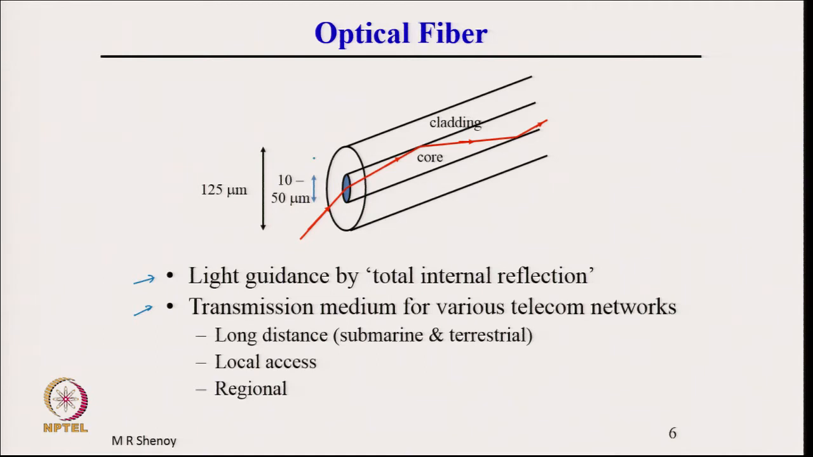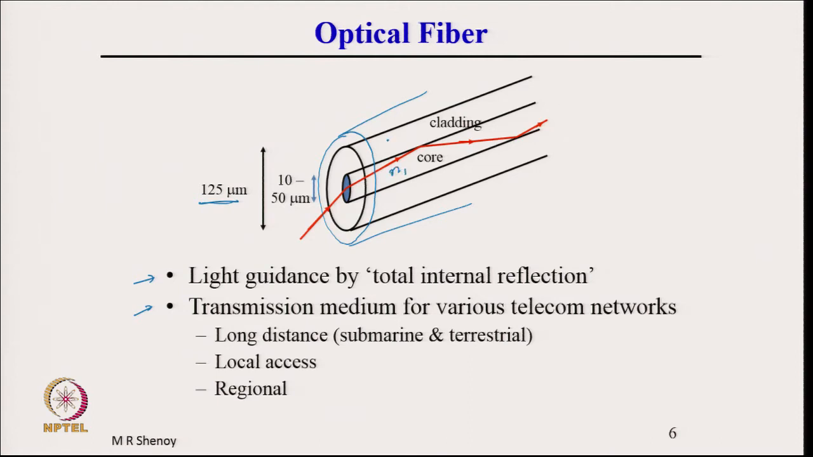What is shown is a cross section of an optical fiber. Typically, the core diameter may be around 10 to 50 micrometer, depending on whether it is a single mode fiber or a multi mode fiber, and the total diameter of the fiber is 125 micrometer for standard telecom fibers. Outside this, there will be a plastic jacket for protection. So, light propagates by total internal reflection.